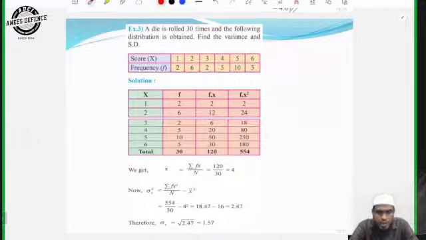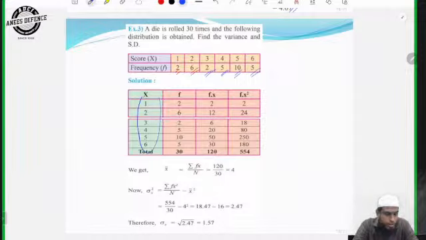Here is another question. A die is rolled 30 times and the following distribution is obtained. Find the variance and standard deviation. A die is rolled. Means what are the possible outputs? It can be 1, 2, 3, 4, 5, 6. 1 occurred 2 times. 2 occurred 6 times. 3 occurred 2 times, 4 occurred 5 times, 5 occurred 10 times, 6 occurred 5 times.